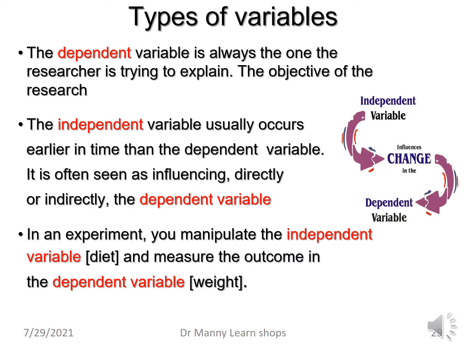So when we look at the types of variables, we mentioned the dependent variable is always the one that the researcher is trying to explain, the objective of the research. The independent variable usually occurs earlier in time than the dependent variable. It's often seen as influencing directly or indirectly the dependent variable. In an experiment, you can manipulate the independent variable, for example, a diet, and measure the outcome of the dependent variable, a person's weight.